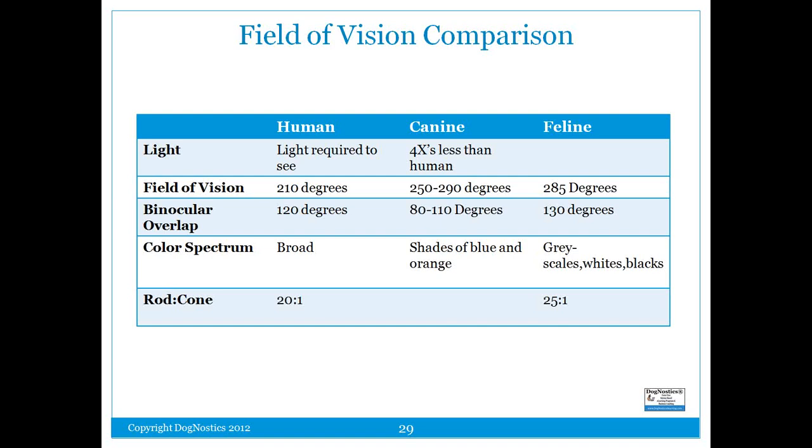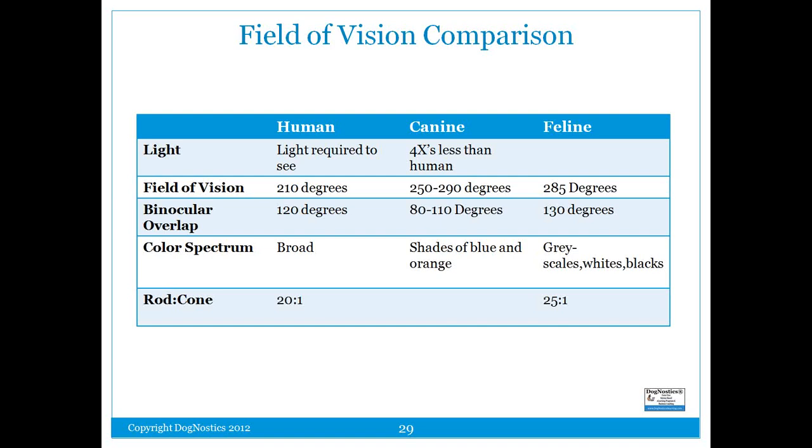Our field of vision, so if you're just standing looking straight, what you can see around you is 210 degrees, whereas dogs and cats, because of the positioning of their eyes, have a really high advantage in that area because they can do 250 to 290 for dogs, and again 285 for cats. So it just has to do with the placement of the eyes on the head and the shape of the skull.